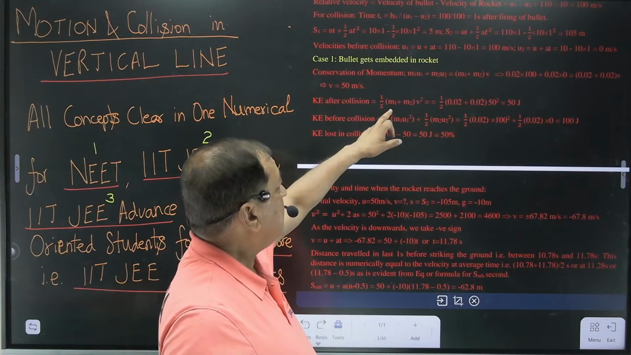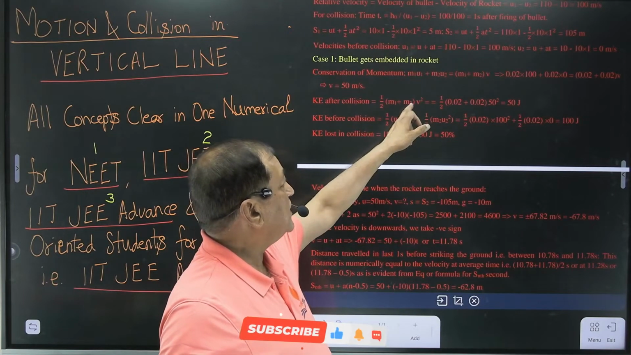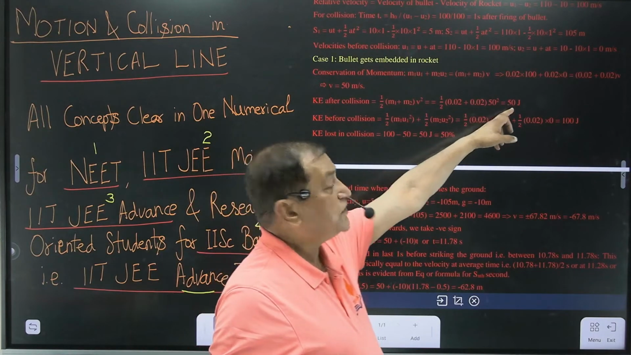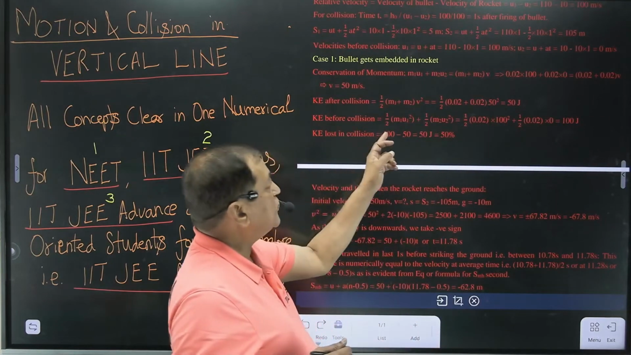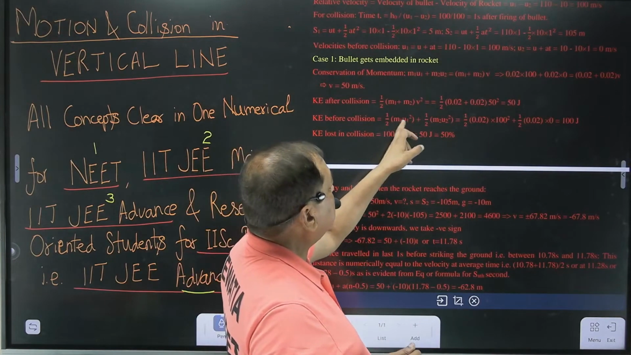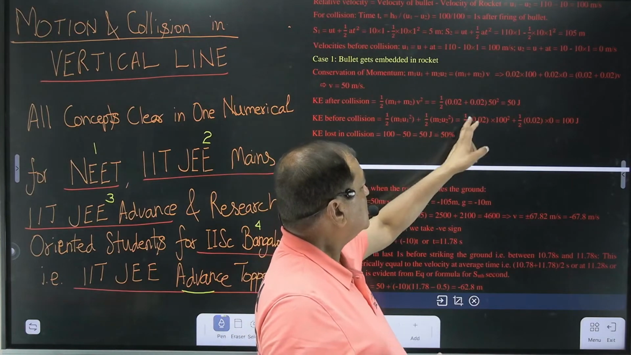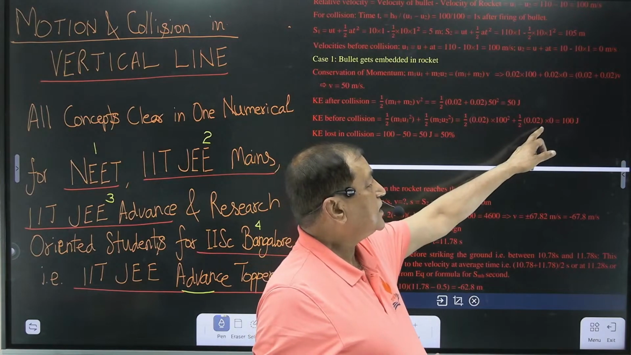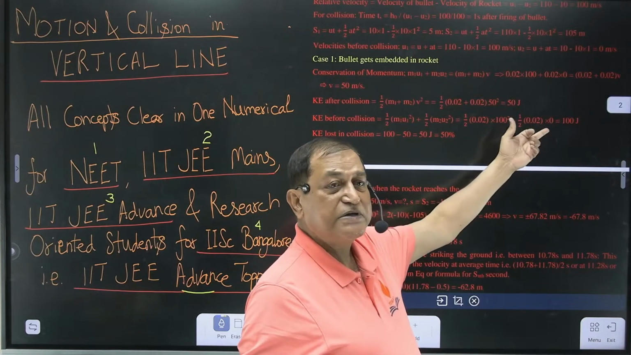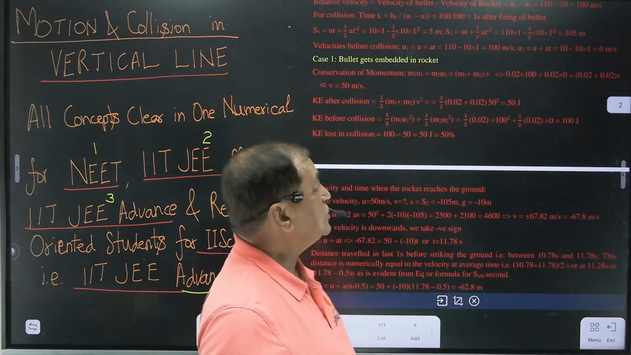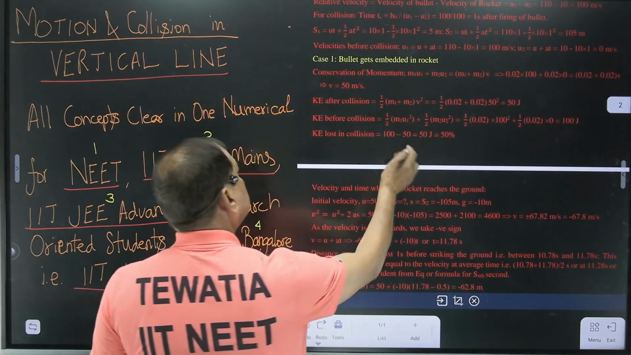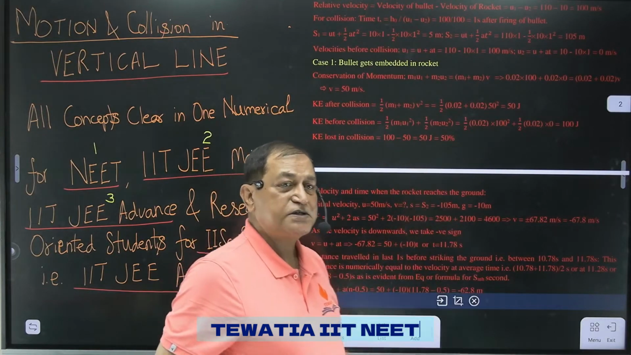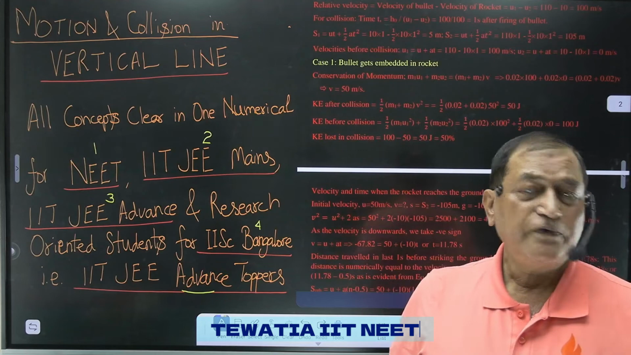Kinetic energy after collision, half m1 plus m2 combined mass times v square, with v 50, that is 50 joules. Kinetic energy before collision is half m1 u1 square plus half m2 u2 square, so half into 1 into 100 square, that is the bullet kinetic energy. The kinetic energy before collision of the rocket was 0 because it was at rest. The initial velocity was 0. So 100 joules. So initial kinetic energy is 100 joules, final kinetic energy is 50 joules. So the loss in kinetic energy is 50 joules. That means 50%.